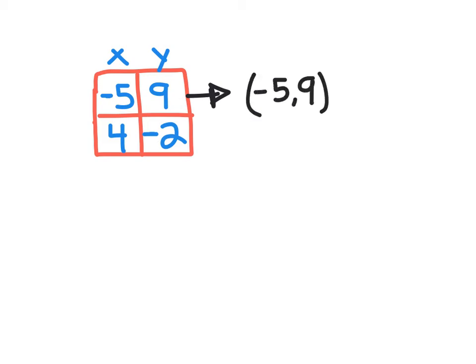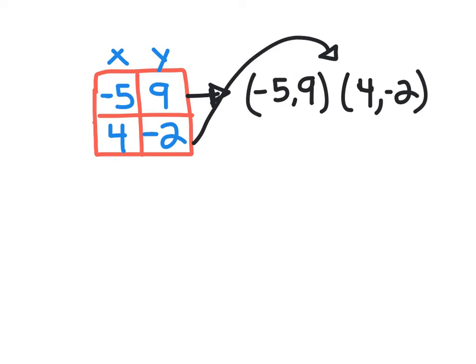Same thing. And then the next point, I'm just going to write it out again next to it. It's easier for you guys to look at it this way. 4, negative 2. And that's all it is. You're just staring at points here. That's all we're looking at. These are points that are in a table. Okay? You're more than capable of handling this. Why don't you go ahead and try this on your own right now? I'll give you some time.